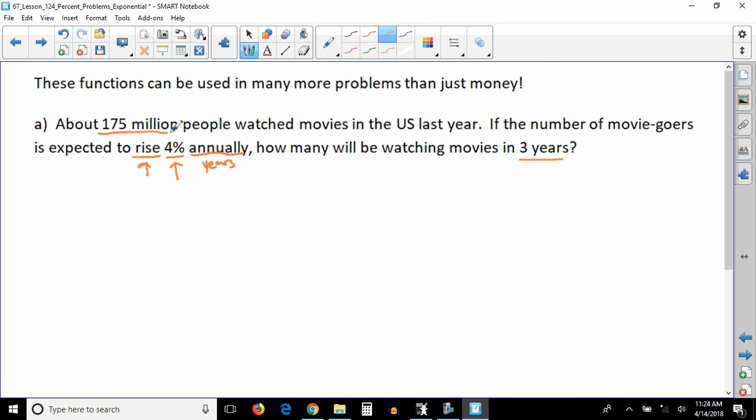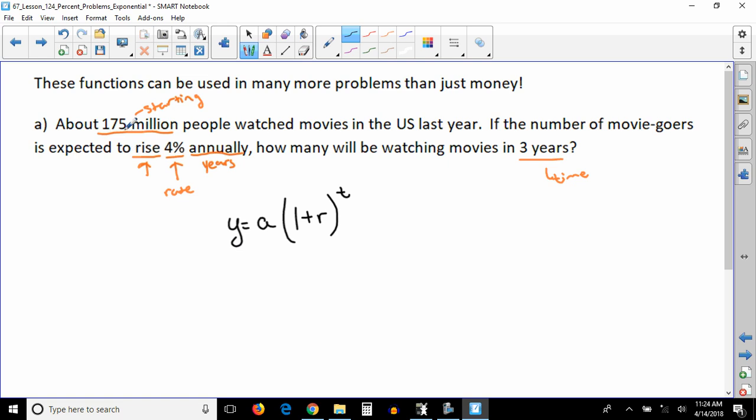So all of these numbers are important to us. The 175 is the starting number that you start with. The 4% is the rate that it's going to grow by. And the 3 years is the amount of time that you want to watch it grow. So here's our formula, and I would suggest that you write it down until you memorize it. It's y equals a, which is the initial amount, times 1, the word rise means that this is going to be a plus sign, and then you have the rate, and then the time. You just plug in these numbers.